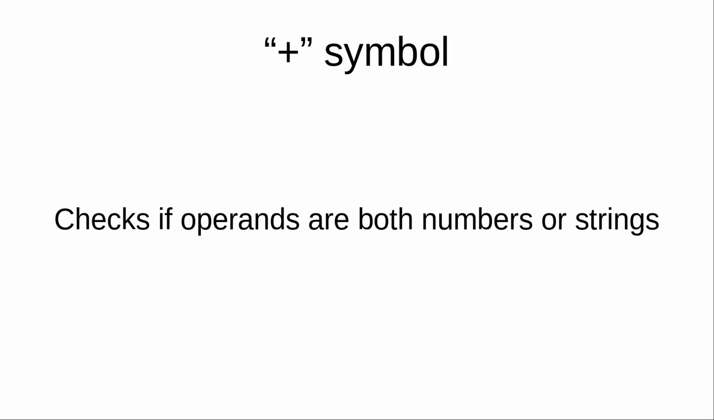Another interesting case is the plus symbol. Now the plus symbol is actually overloaded. When you're using it for 2 strings, it just adds the 2 strings together into 1 string. But when you're using it for 2 numbers, it actually adds the 2 numbers together to give you the output of the addition. So what this does is check if the operands are both numbers or both strings. So that's for the plus symbol.